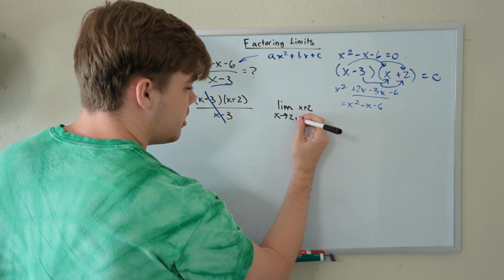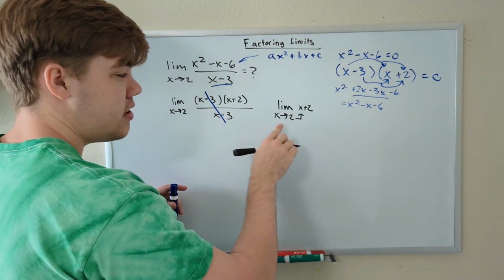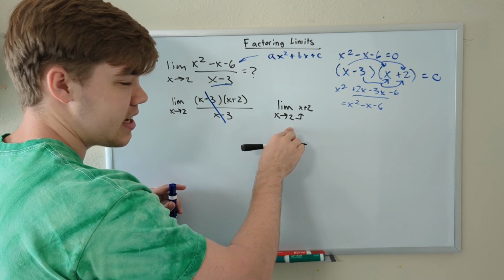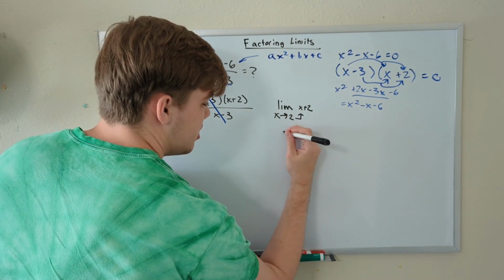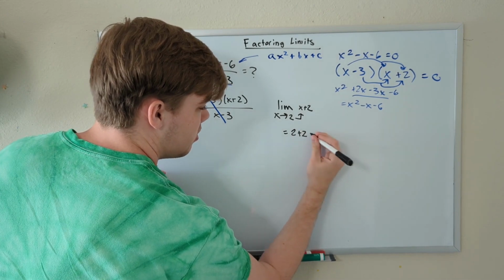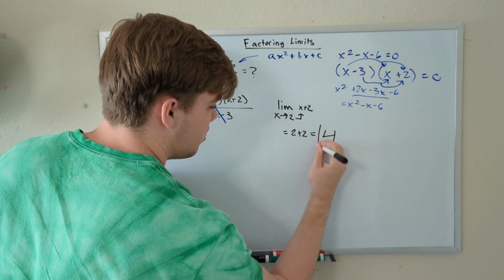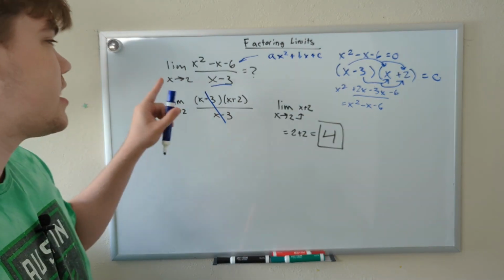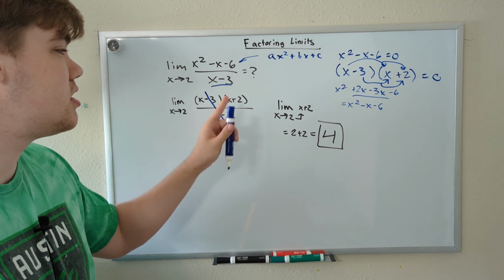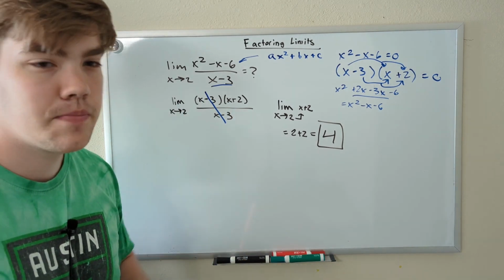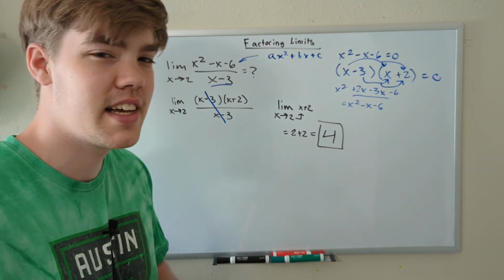All we have to do is plug in 2 as x is approaching 2. We just have to plug in whatever x is approaching to our limit function to solve for our limit, which is equal to 2 plus 2, which of course is equal to 4. So the limit as x approaches 2 of x squared minus x minus 6 divided by x minus 3 is equal to 4. Let's do two more examples just to get the idea down.